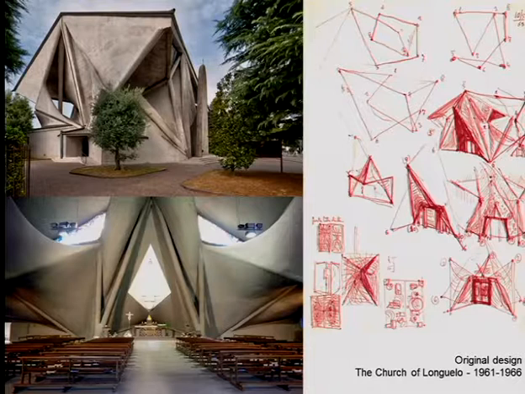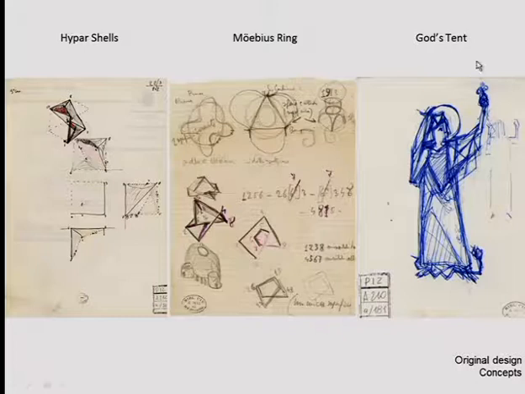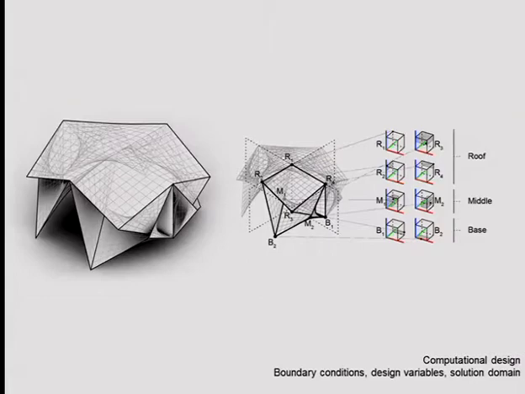All right? So let me show you that also from the historical case studies, you can use mathematical optimization to replicate them. So you've seen this church before. The original sketches were about the God tent, or you see this one, the God tent, the Möbius ring, and also combining hypershells together.